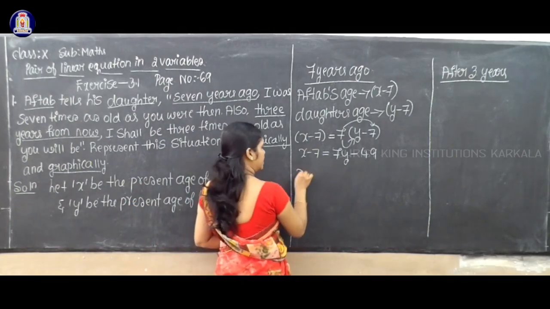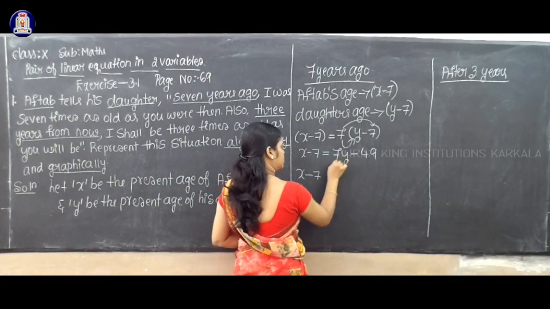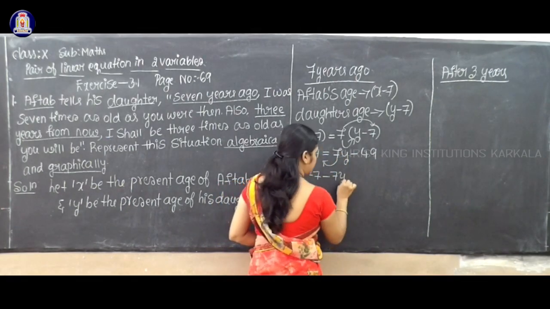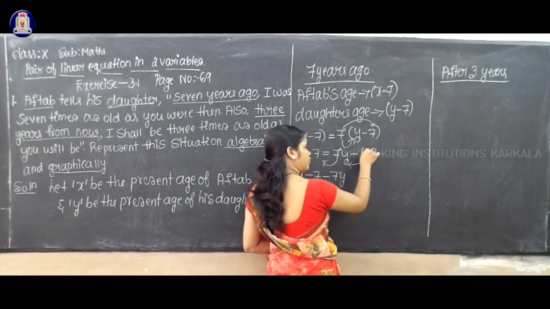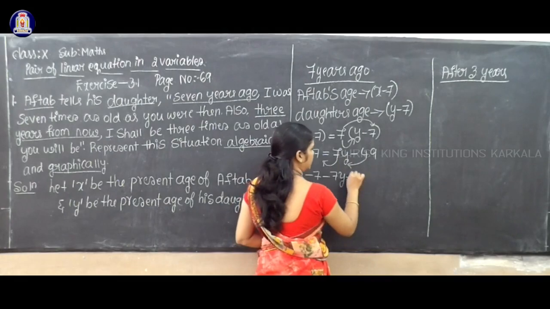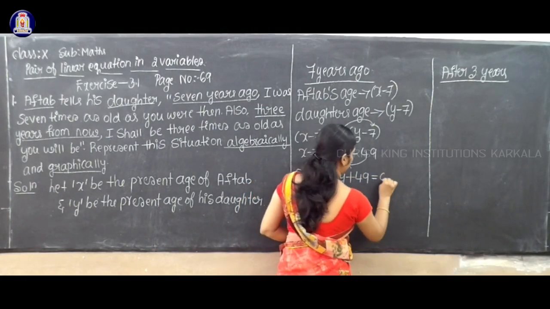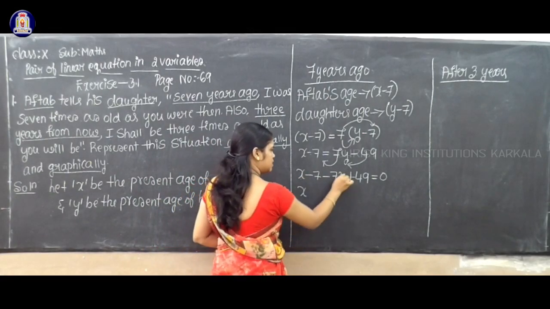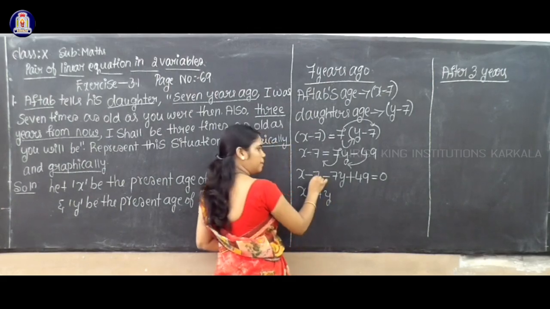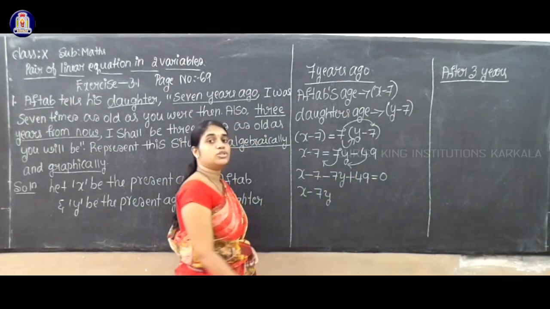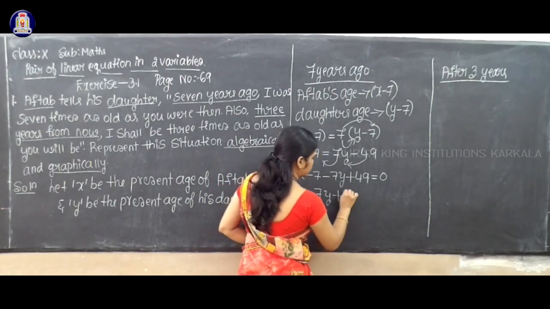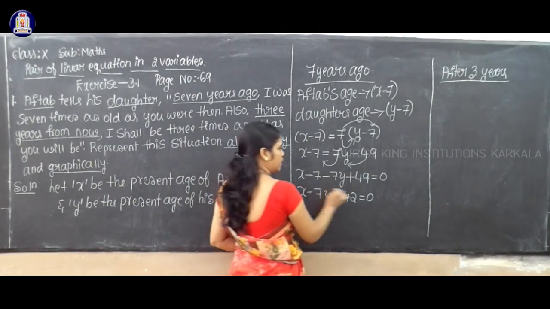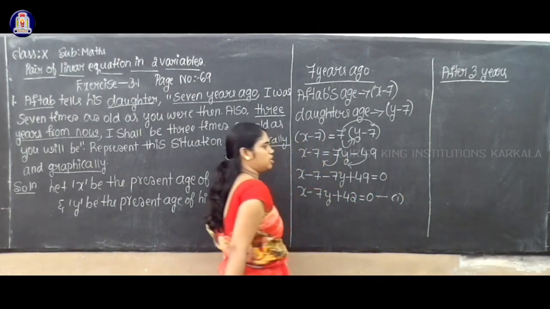We simplify: x minus 7, shift the 7y to the left hand side so it becomes minus 7y, and shift the minus 49 to the left hand side, it becomes plus 49, equal to 0. Now x minus 7y, minus 7 plus 49 equals plus 42. So x minus 7y plus 42 equals 0. I get one equation; consider it as equation number 1.